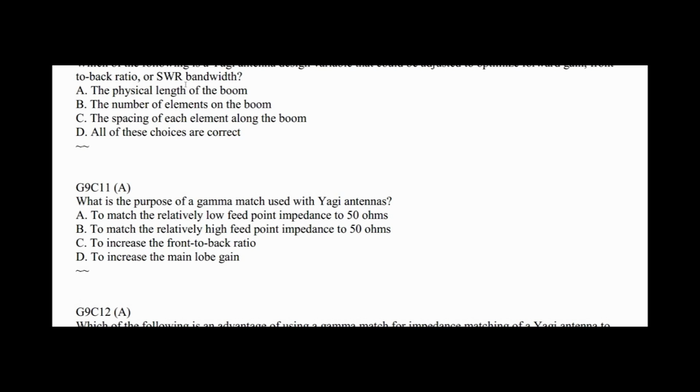G9C11. What is the purpose of a gamma match? Well, it's to match the impedance. A Yagi tends to have a lower than 50 ohm impedance, 25, 30 ohms. So the purpose is to match the relatively low feed point impedance to 50 ohms.